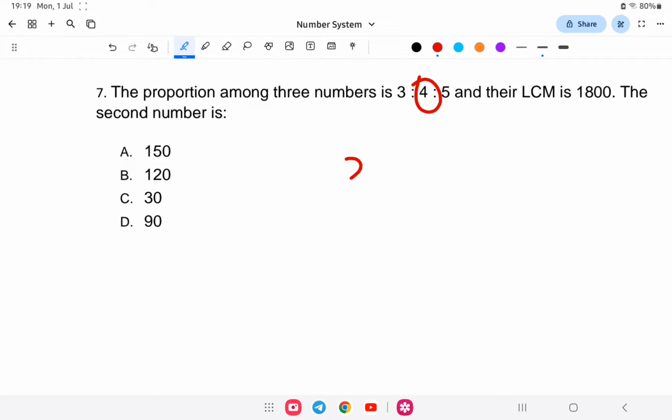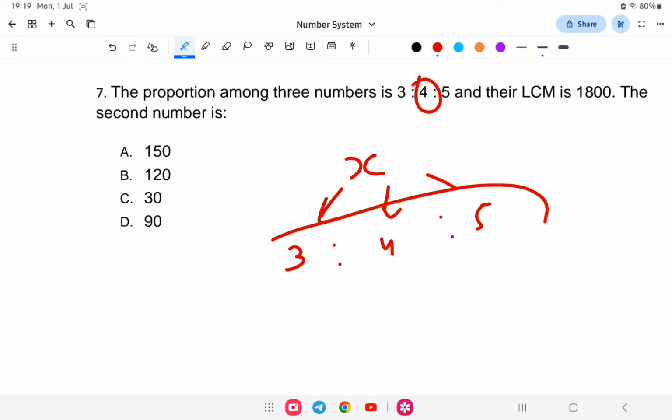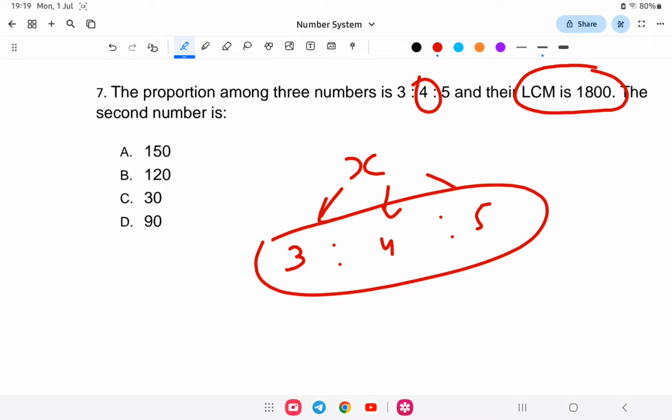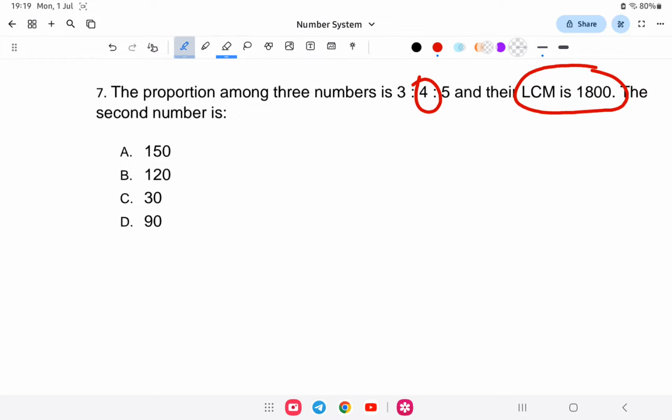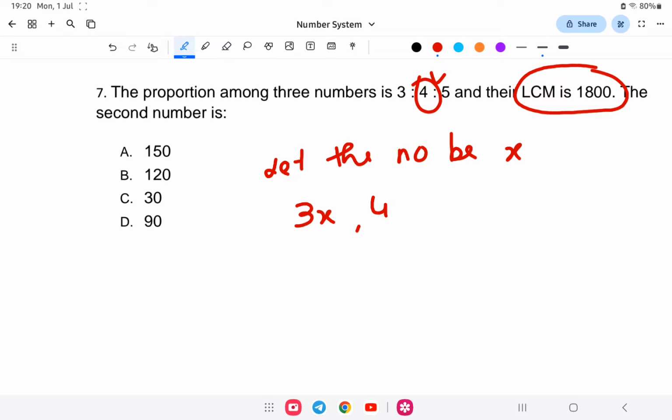The numbers are in the ratio 3, 4 and 5, and the LCM is 1800. So let the numbers be 3x, 4x and 5x. We will use the LCM here.